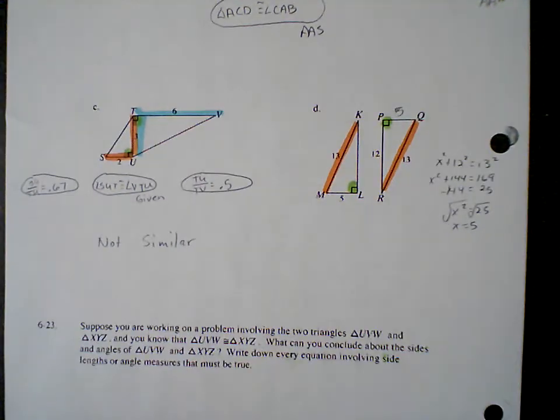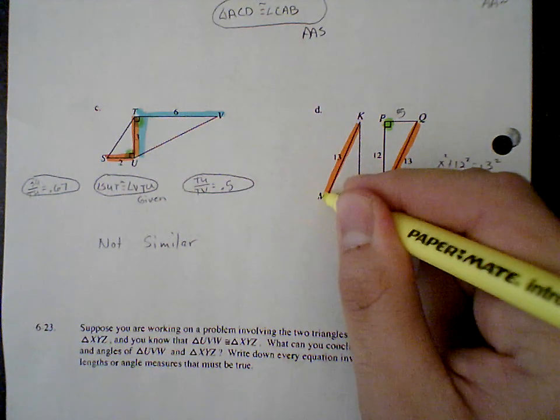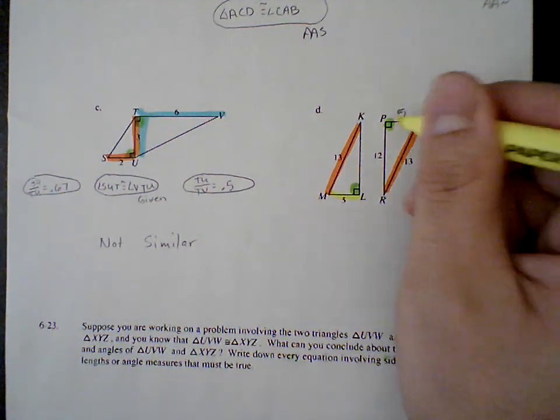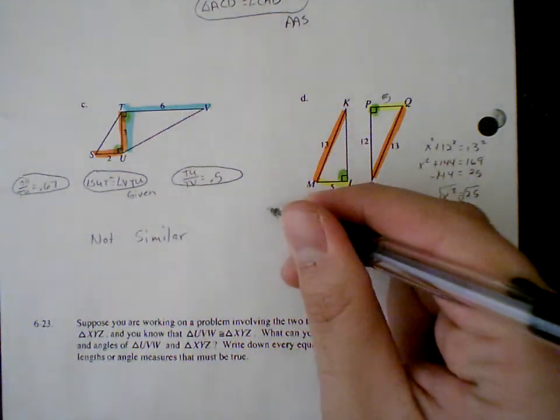And now that I know that that's 5, I see that we have another pair of congruent sides. We've got ML and PQ are congruent. So now I have the HL postulate, or the HL theorem. So setting up my flowchart.